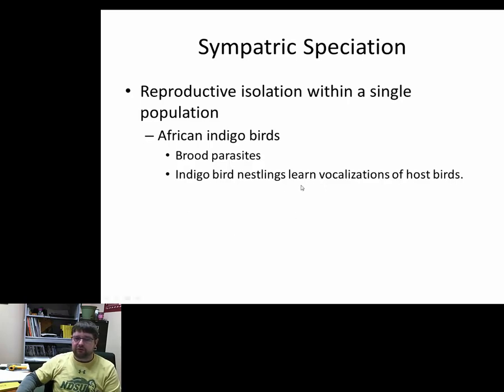So if you take an indigo bird and you drop it into, say, a widow bird's nest, it needs to know the vocalization of that widow bird. If it doesn't, it's probably going to be recognized, it's probably not going to get fed, so it'll die. So there are portions of indigo populations whose offspring recognize a different host bird. And so you get this isolation.